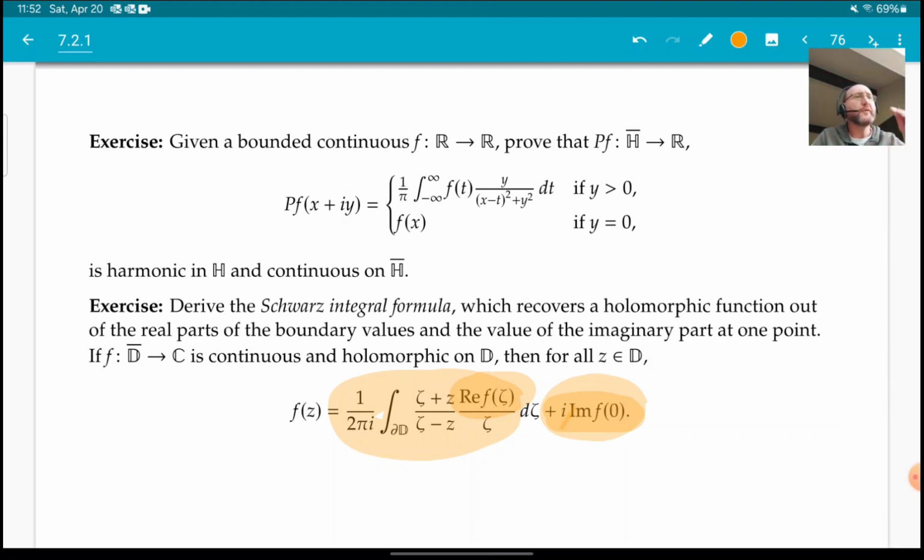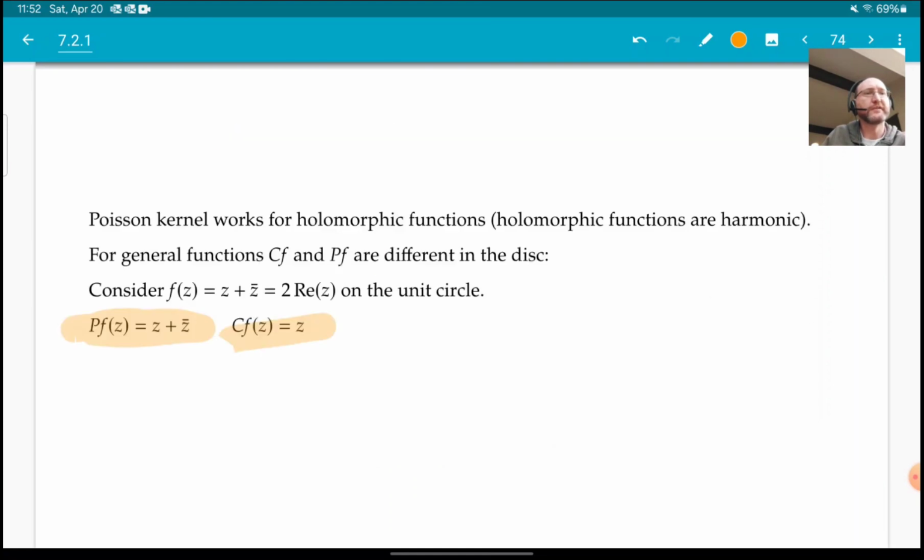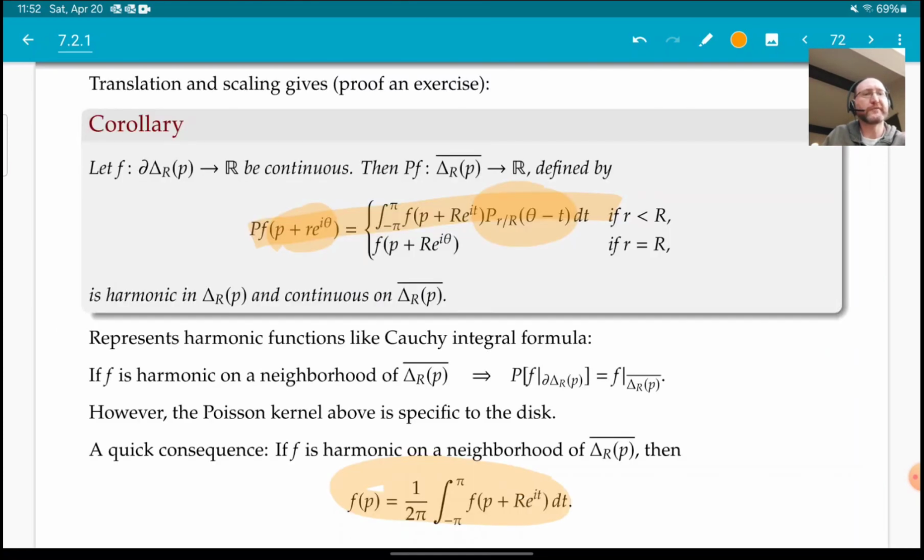All right. So next time we're going to look at the mean value property. We're going to show that this characterizes the harmonic functions. All right, cool. So talk to you next time.